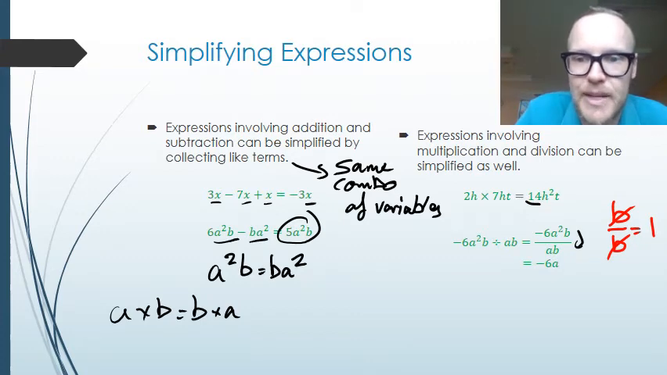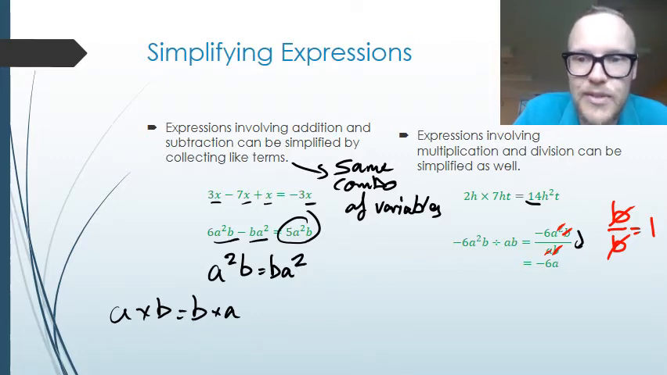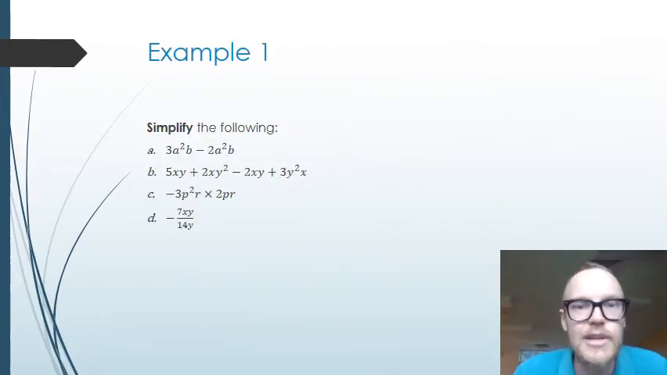So for our example here, we can cancel those b's. We can also cancel one of the a's. So that's a squared, which is a times a, and we can remove one of those a's by cancelling it with the a below. So we'll be left with negative 6a, which is what we're left with in the answer here. Okay, so let's have a look at some examples now with these questions.